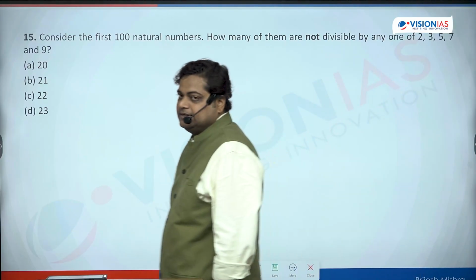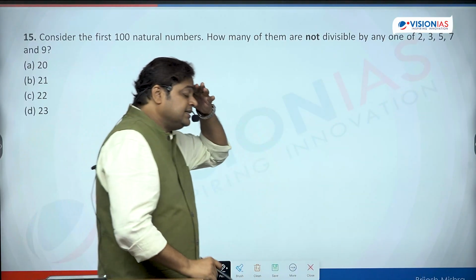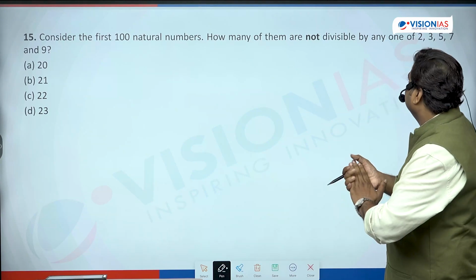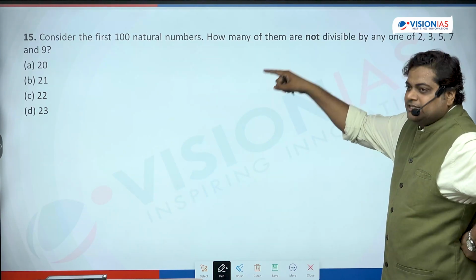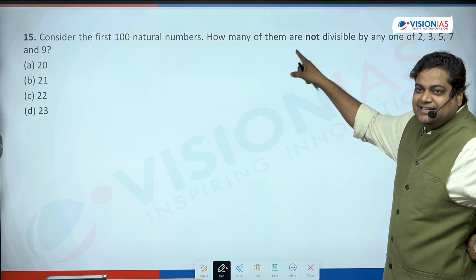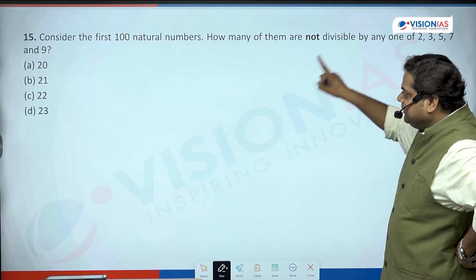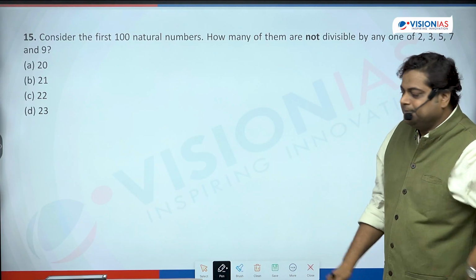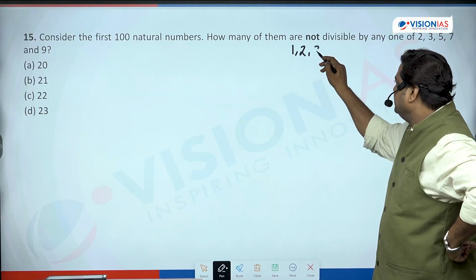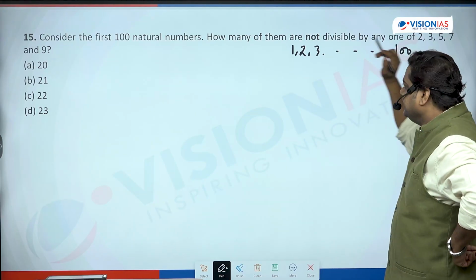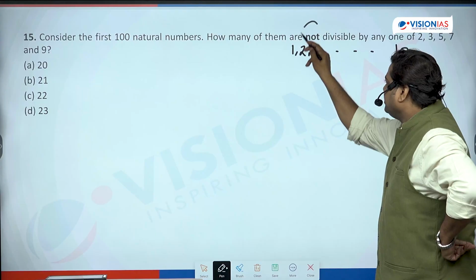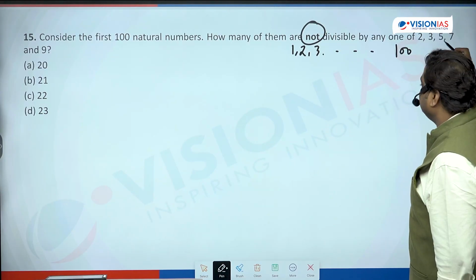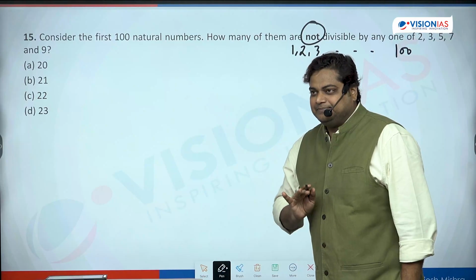Next question, I guess. This is a question that was asked. Earlier they were asking, like, what is the smallest number which is divisible by these numbers? Now they have written, consider the first 100 natural numbers, starting from 1, 2, 3 till 100. How many of them are not divisible by any one of 2, 3, 5, 7 and 9?